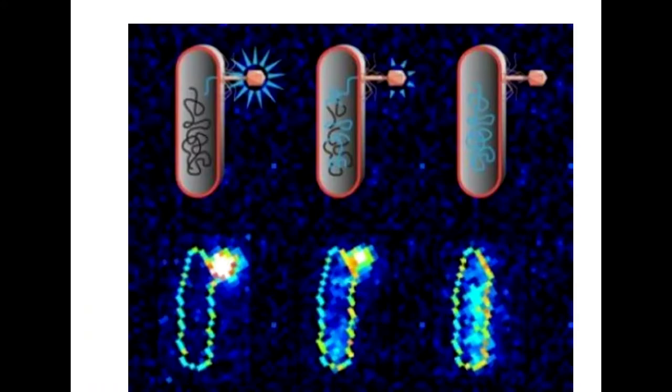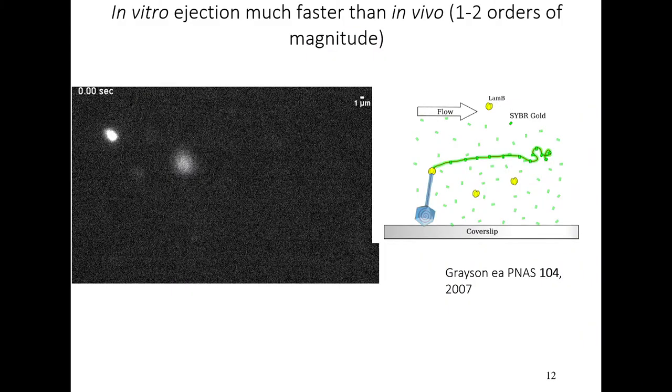Schematically, it looks like this. At first, all the fluorescence is in the phage head, and then gradually there's a redistribution of fluorescence that coincides with redistribution of the DNA. And these are some typical stills. Now, in vitro, the situation is much faster, and I'm going to show you that as well.